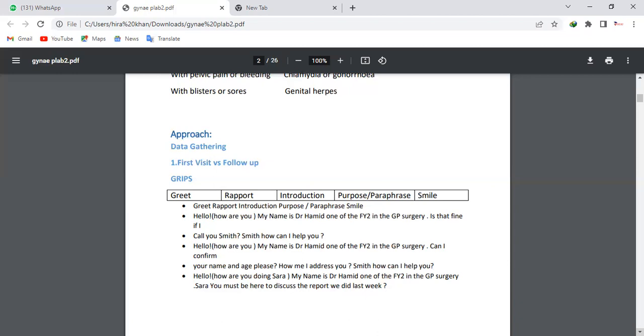Whenever a follow-up case comes, it always has a back history. For example, she might have appeared in the GP surgery with some complaints and a few tests were already done. So you have to paraphrase that. Well, I can see from your notes that you have visited us before and you had these symptoms, if the symptoms are mentioned in your scenario. Otherwise simply say that you have visited us before and I can see that we have done a few tests on you. Has anybody explained the results to you?